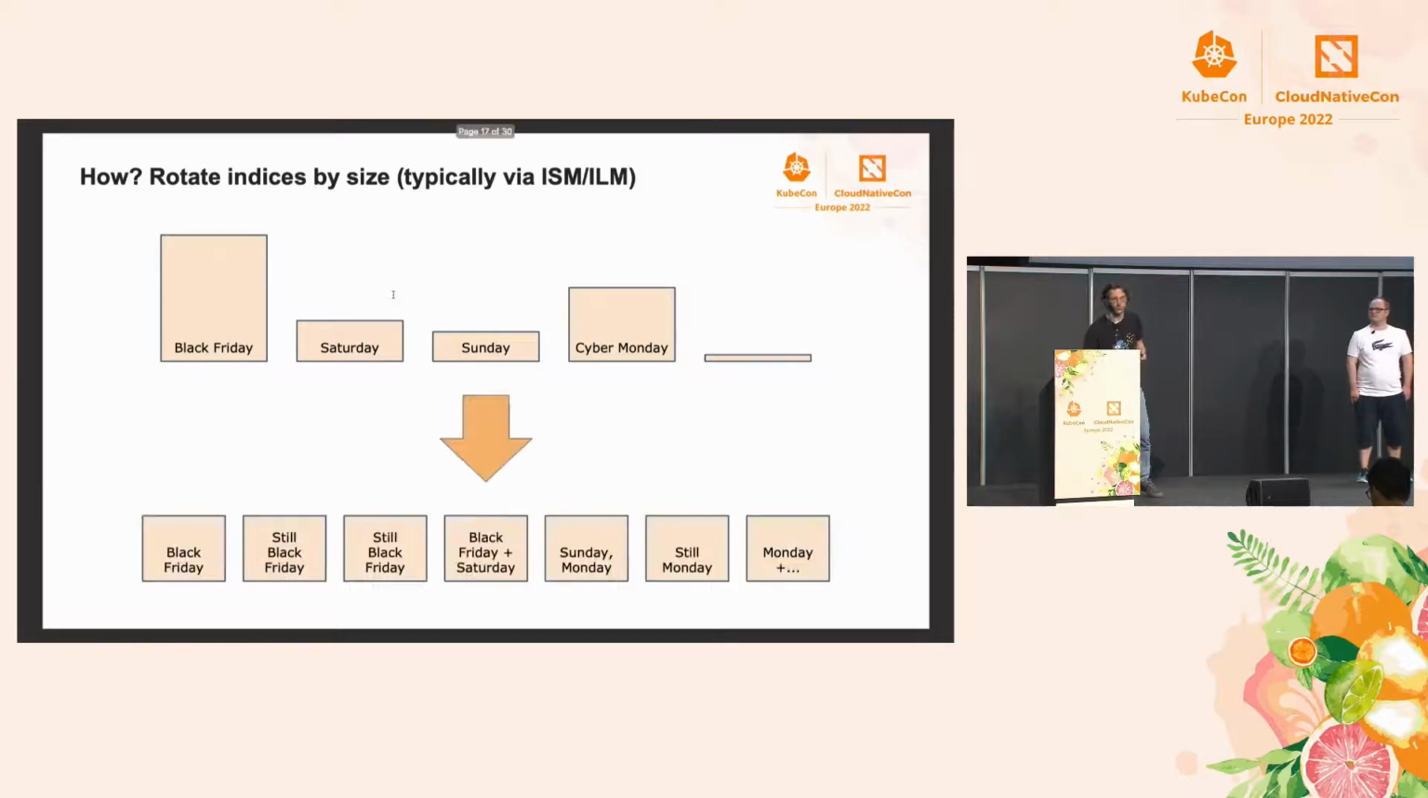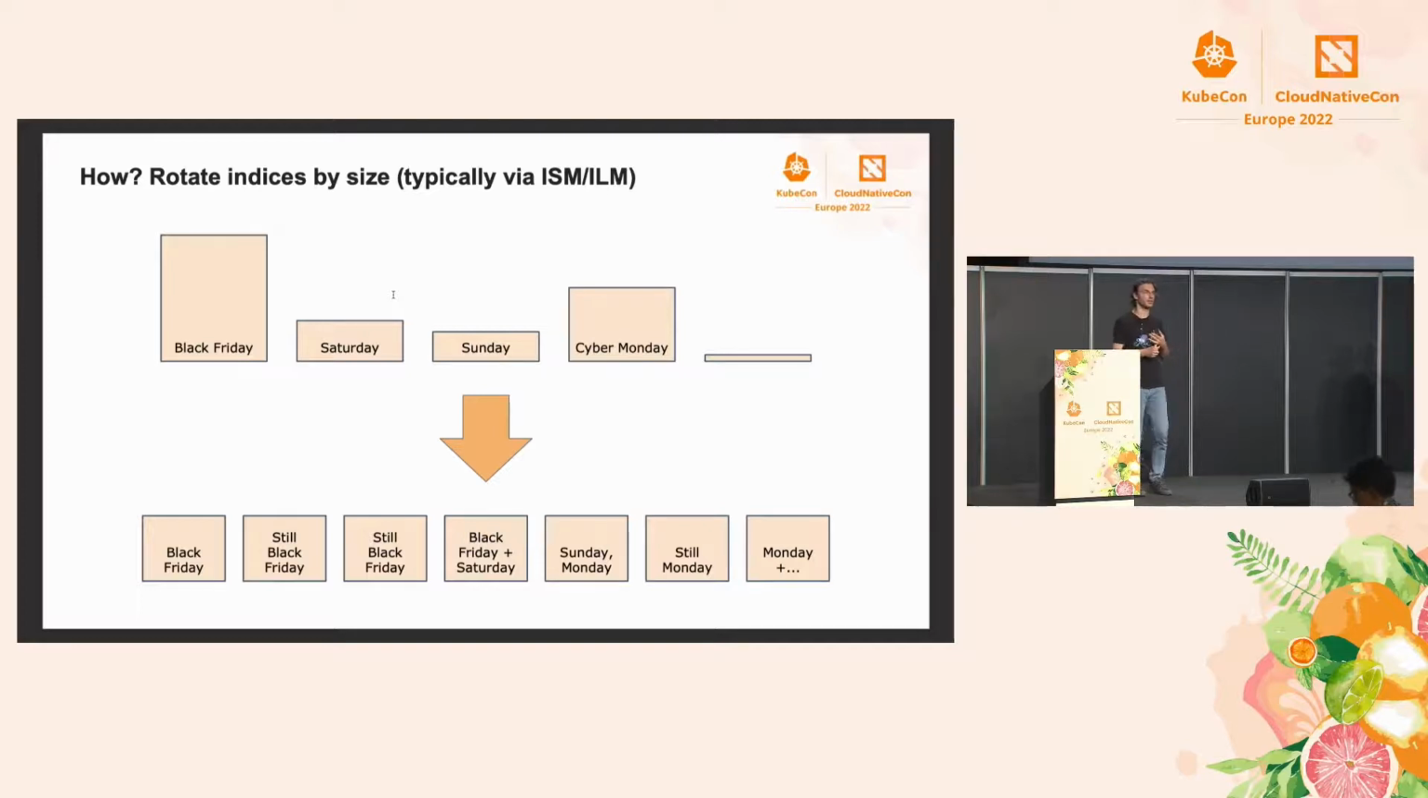So to fix this problem, we can rotate indices by size instead of by time. The way this works is, at least typically, we would have an alias that will point to an index, and Logstash will write to that alias, or whatever puts data into Elasticsearch. And then when that index gets to the target size, typically 10 gigabytes per shard is a good rule of thumb in our tests, we're going to create a new index. We're going to flip the alias to the new empty index, and then we can continue writing there, and we just keep on doing that.